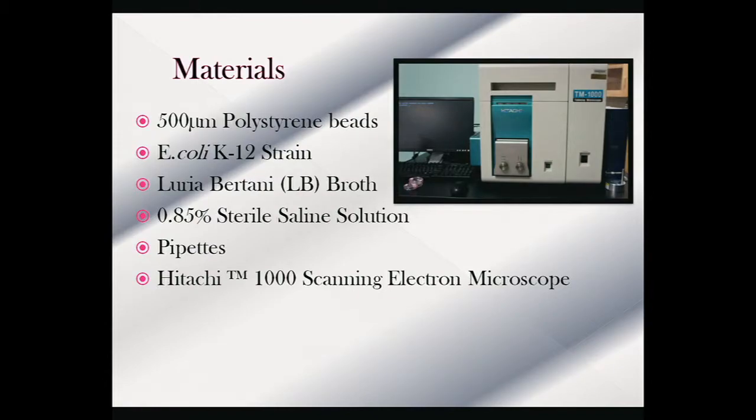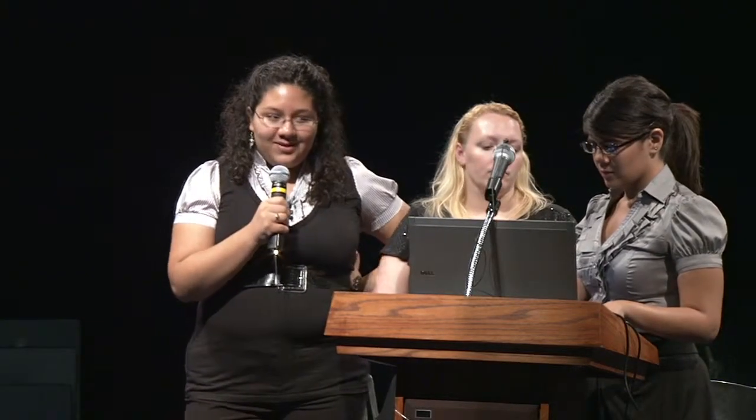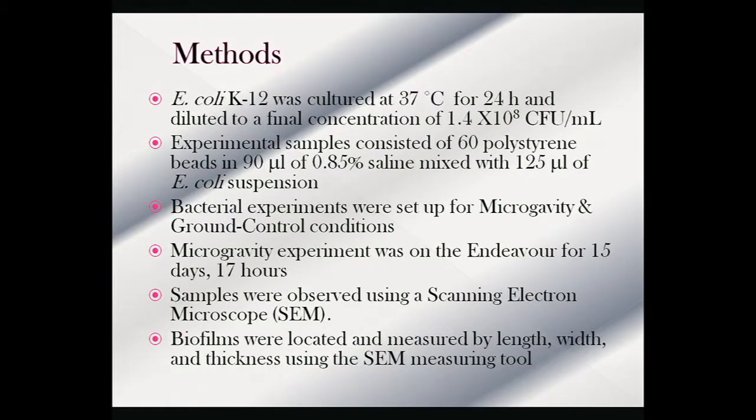Our materials were 500 micrometer diameter polystyrene beads, E. coli K12 strain, Luria Bertani, which is the LB broth, 0.85% sterile saline solution, pipettes, and the Hitachi 1000 scanning electron microscope. Our E. coli K12 was cultured at 37 degrees Celsius for 24 hours and diluted to a final concentration of 1.4 times 10 to the 8th colony-forming units per milliliter.